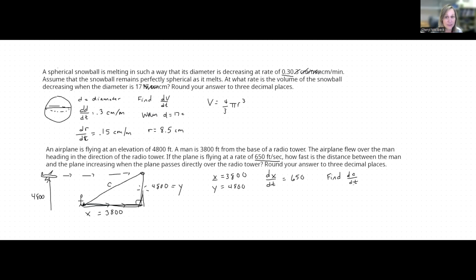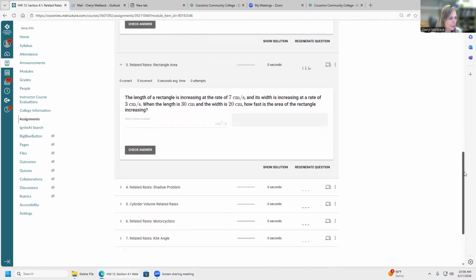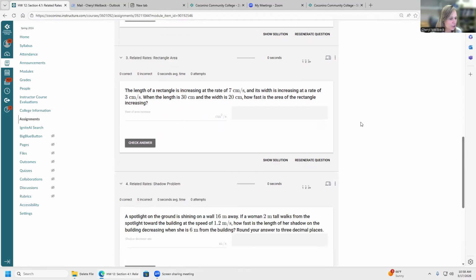So again, it's really critical to be able to set up the problem. Let's look at how we might set up question 3. Question 3 says the length of the rectangle is increasing at a rate of 7 centimeters per second, and its width is increasing at a rate of 3 centimeters per second. When the length is 30 and the width is 20, how fast is the area of the rectangle increasing? This is just like a problem we did in class, so I'm going to trust you guys will be fine setting that one up. And let's look at our shadow problem.